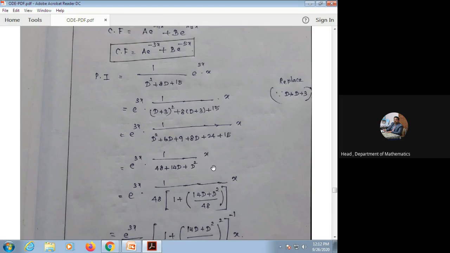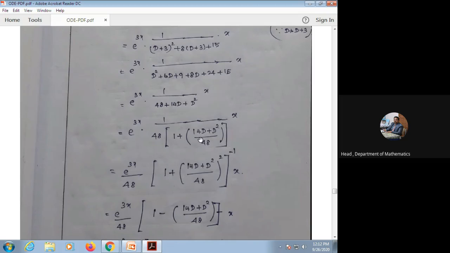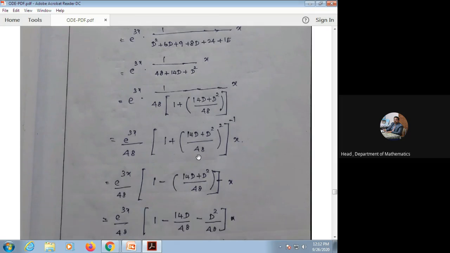In this case, it is in the form of type 3 problem, that is x power n problem. In this case, to use the binomial expansion we have to change the denominator part. Therefore taking 48 outside, the first term is 1, and then 14d plus d squared divided by 48, into x. Taking this denominator into the numerator, therefore e power 3x by 48, combining these two, then the denominator goes to the numerator, therefore the power is minus 1 into x. It is in the form of 1 plus x whole power minus 1.